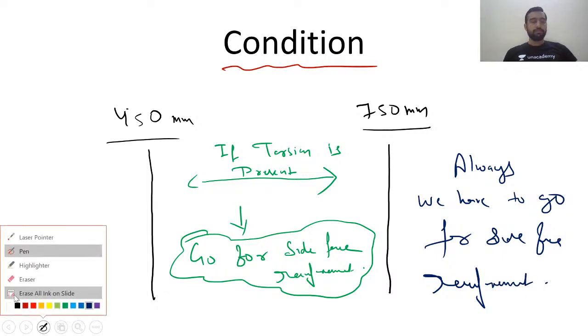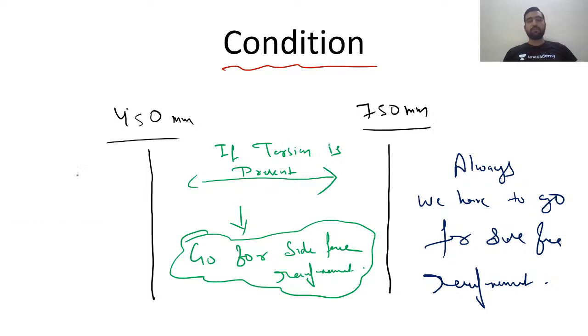So now, if the depth of the beam is less than 450 mm, it doesn't matter if torsion is acting or not, no need to give side face reinforcement.